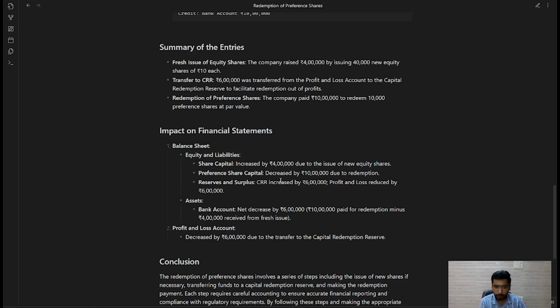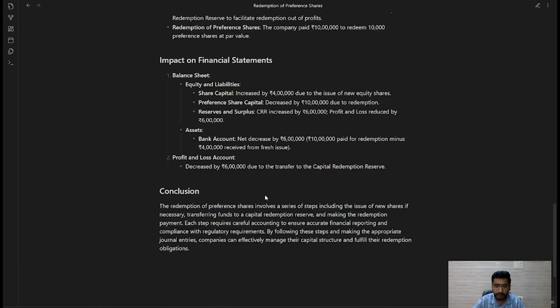On the asset side of the balance sheet, there will be a net decrease of rupees 6 lakhs. Why so? Because 10 lakhs will be paid for the redemption and 4 lakhs received from the fresh issue. So the net decrease in cash will be rupees 6 lakhs. After that, the profit and loss account will be decreased by rupees 6 lakh because we transferred our profit from the PL account to the CRR.